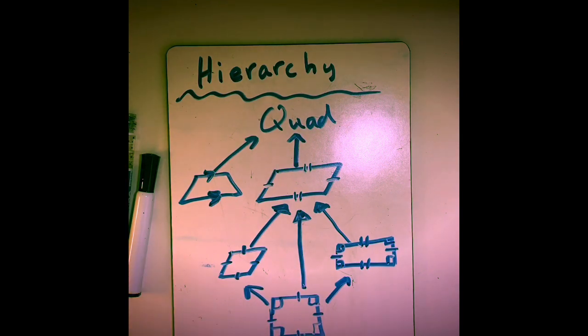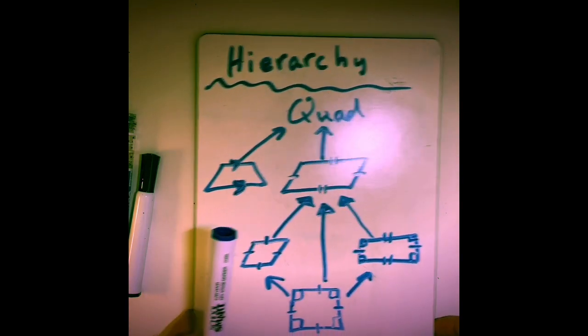So if I ask you a question like, can all rectangles be a square? Well, if you had this chart, the arrow doesn't go down. The arrow only goes up. And notice that a rhombus and a rectangle can never be each other. So let's practice right quick.